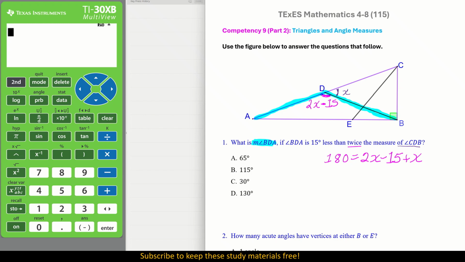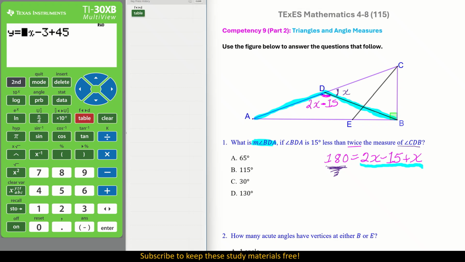For accuracy purposes, let me put this in the table. I want to put the right-hand side in the calculator, and I'll look for this measure to equal y. So I'm going to say y equals 180. If you watch the other videos with me, you know what I'm about to do. Let's go to the table. I have something else in there, so clear all that out. We're going to enter 2x minus 15. That's what it gave us to begin with.